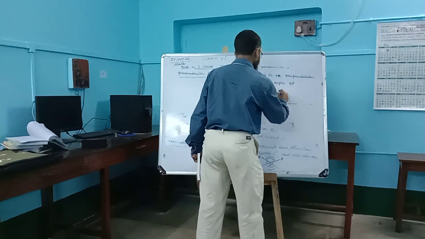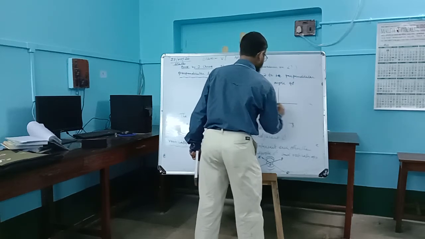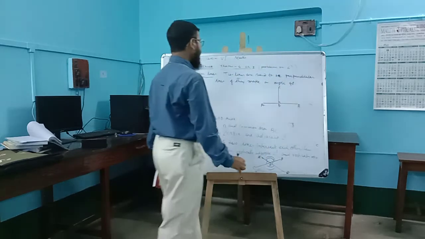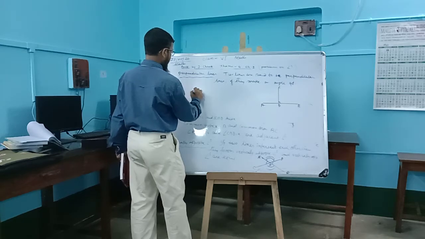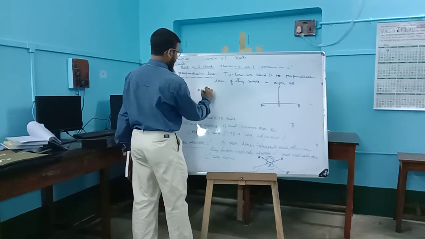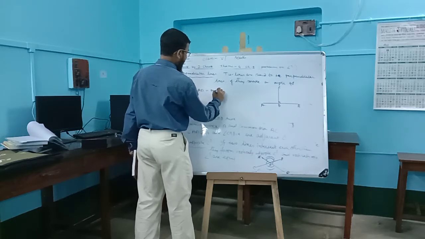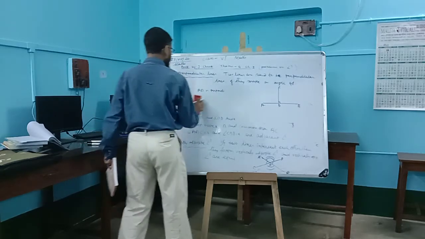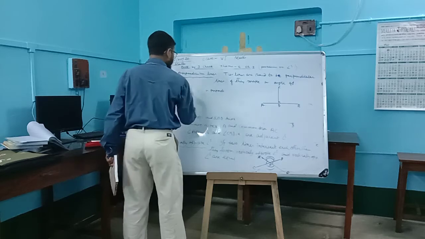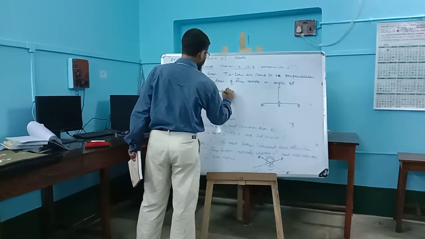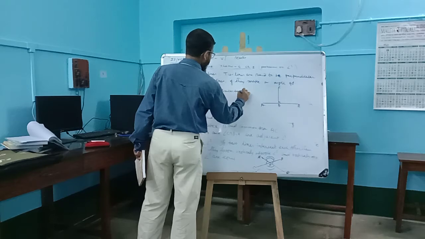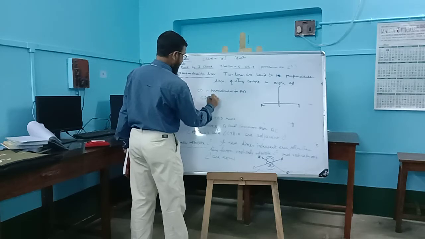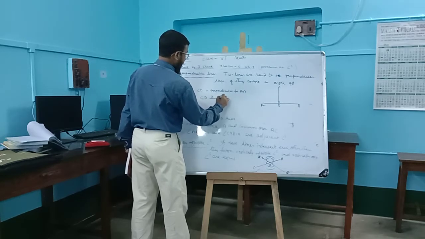This is one line, another line. This line is AB and this is CD, making an angle of 90°. Therefore, AB is perpendicular to CD, and CD is perpendicular to AB, and it is written in this form: CD perpendicular to AB.